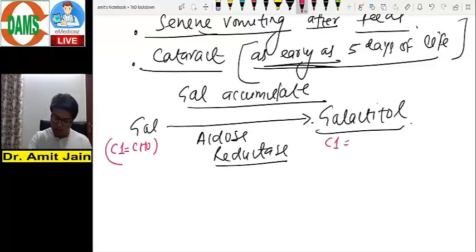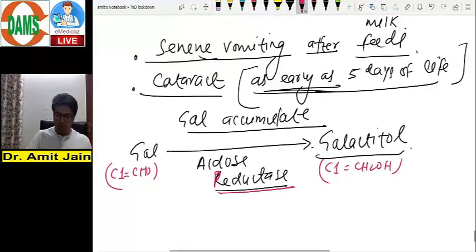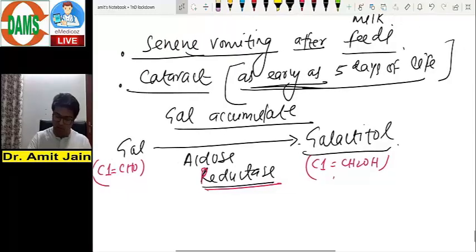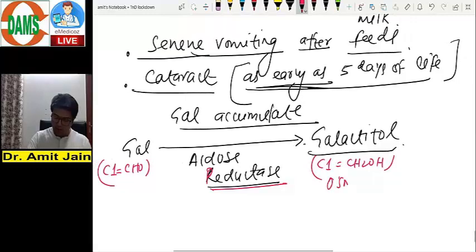So this carbon number 1 is now converted into an alcoholic group. Fine. So this is a function of a reductase enzyme, that is aldose reductase, right? Aldose reductase. Fine. So are you done with this topic? No? Or yes, sorbitol? So guys, this galactitol is actually an osmotic alcohol.